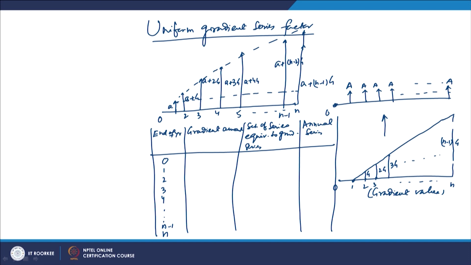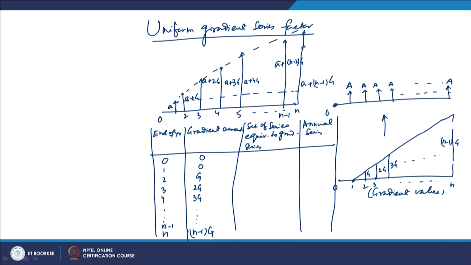Now, what we see is we know that in the first year the gradient amount is 0. So, it is 0 here, and in the second year we start with gradient amount g, then in the third year we get 2g, then in the fourth year we get 3g. So, in the nth year it will be n minus 1 into g.